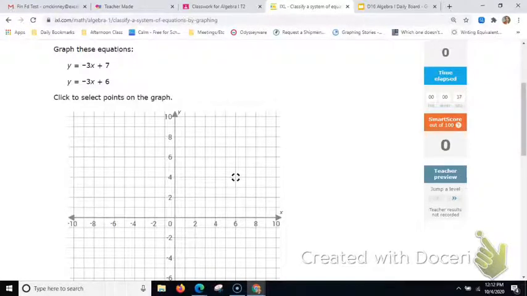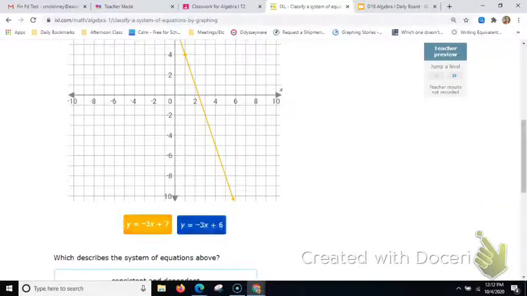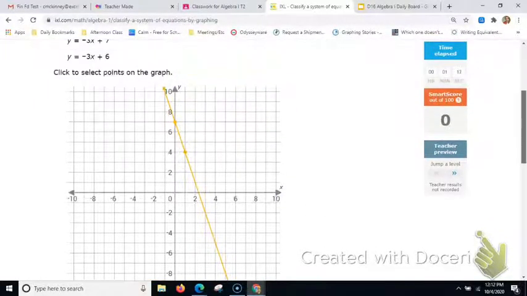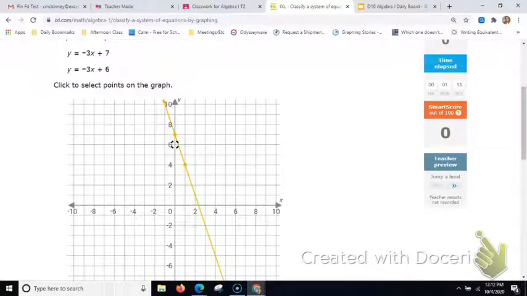While I was paused, I went over to IXL. This isn't a lesson that you're going to do today, but it's an easy place for me to make some graphs to demonstrate. These two equations say y equals negative 3x plus 7 and y equals negative 3x plus 6. To graph the first one, we start at 7 and go down 3 and over to the right 1. For the other equation, I used a different color line. I go from 6 down 3 and over to the right 1.